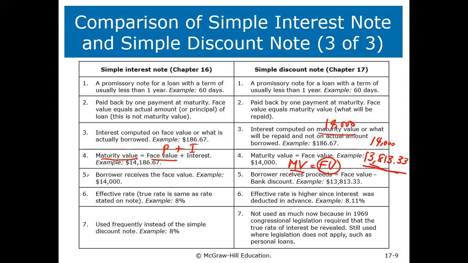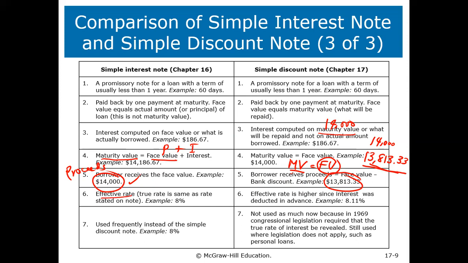Okay, so next, the proceeds. For simple interest, the proceeds is the amount of the face value. You're borrowing 14,000, you get 14,000. For simple discount note, the proceeds is less than the face value. Okay, because as I mentioned, the interest or the discount will be subtracted already. So we only get 13,813.